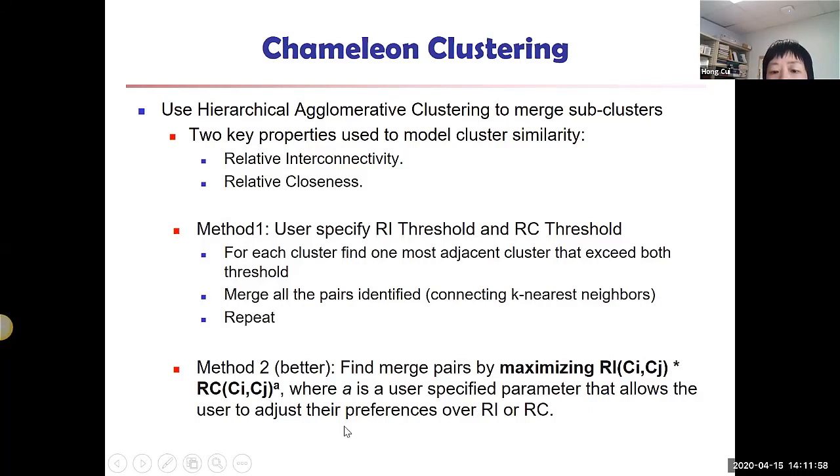The paper implemented the second method because it's hard for the user to specify RI and RC. The second method uses this formula: RI times RC to the power of alpha, and alpha is a parameter that the user needs to specify. As you can tell, in the first method we ask the user to specify two parameters, and the user has no idea how to specify those. Here we only ask the user to specify alpha. Then the user uses alpha to control their preference over RI or RC. So it will be much easier for the user to supply this.